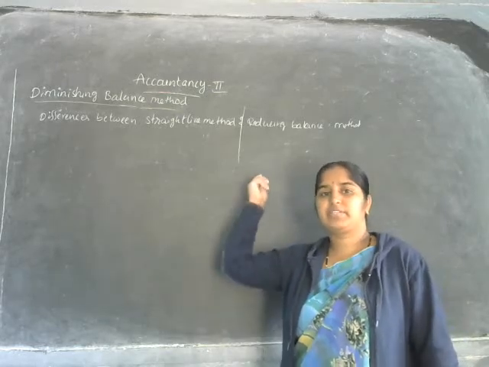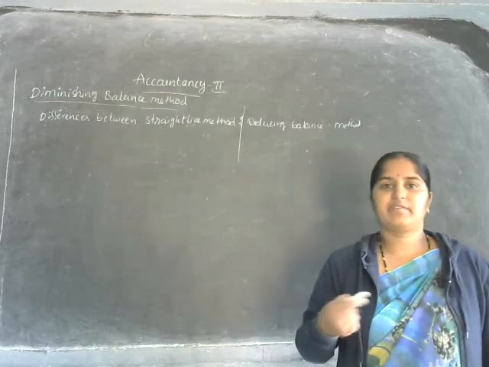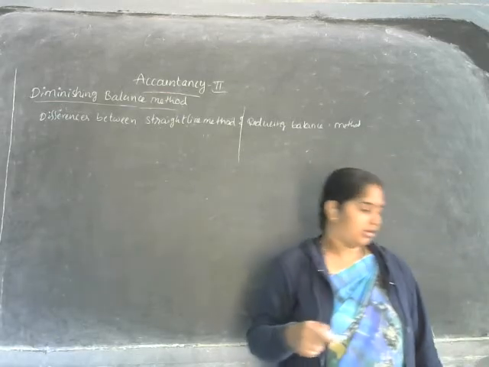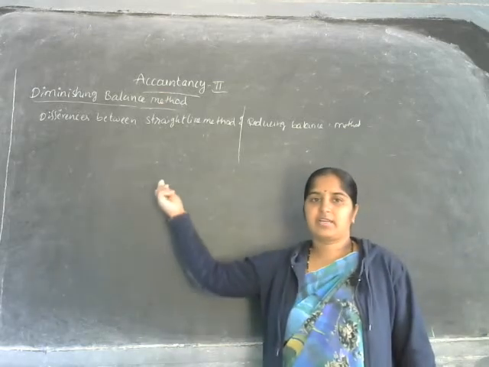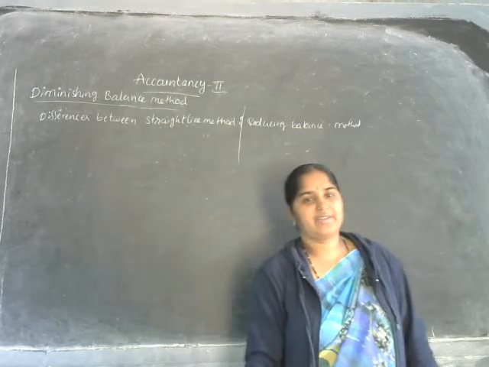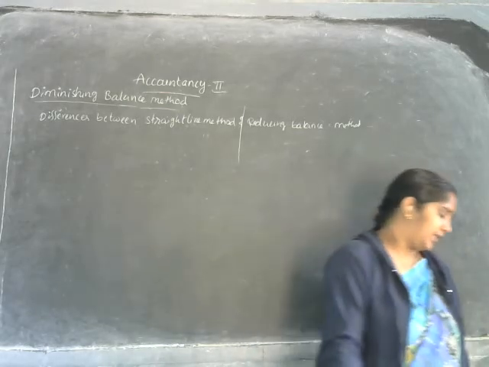Under the diminishing balance method, every year we have to calculate depreciation, because every year it changes or keeps reducing. Then, the rate of depreciation: under the straight line method, the rate of depreciation is very simple to calculate, but under the diminishing balance method, it is difficult to do.